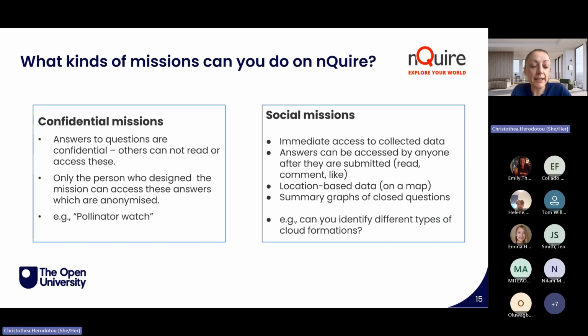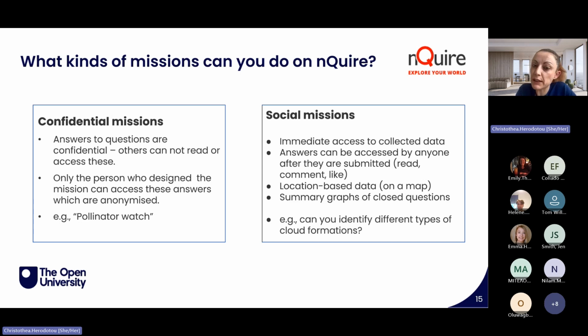The one other decision you need to make when you design your study is whether the study or the mission is going to be confidential or social. And there is a big difference between these two types of missions. Confidential missions are more like the traditional research studies or surveys we do with humans. So all of the answers are confidential, cannot be read or accessed by anyone beyond the person who designs the study. And I'll give you an example of that in the next slide.